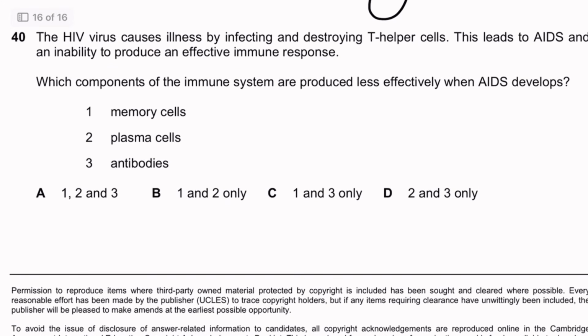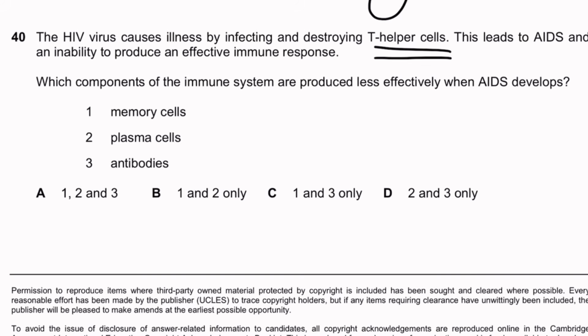HIV virus causes an illness by infecting and destroying T helper cells. This leads to AIDS and an inability to produce an effective immune response. Which component of the immune system is produced less effectively when AIDS develops? Okay, when AIDS develops, as they've mentioned here, it destroys T helper cells, and so this leads to AIDS, causing, as I mentioned, destroying an effective immune response.